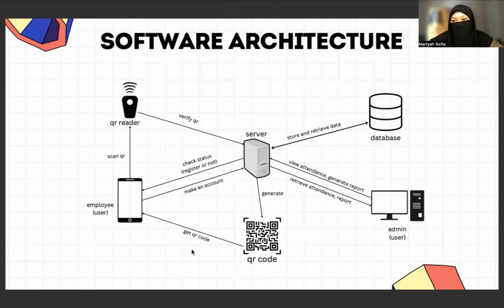So basically, this is our software architecture. It starts here, where the employee needs to make an account to the server, and the server will check the status, whether registered or not. Then the server will generate the QR code for the employee, and the employee will get the QR code. The employee needs to scan the QR code to the QR reader, and the QR reader will verify the QR code to the server, and the server will store the data to the database, and the database will retrieve the data back to the server, and the server will retrieve attendance and report to the admin, and the admin can easily view attendance and generate report.